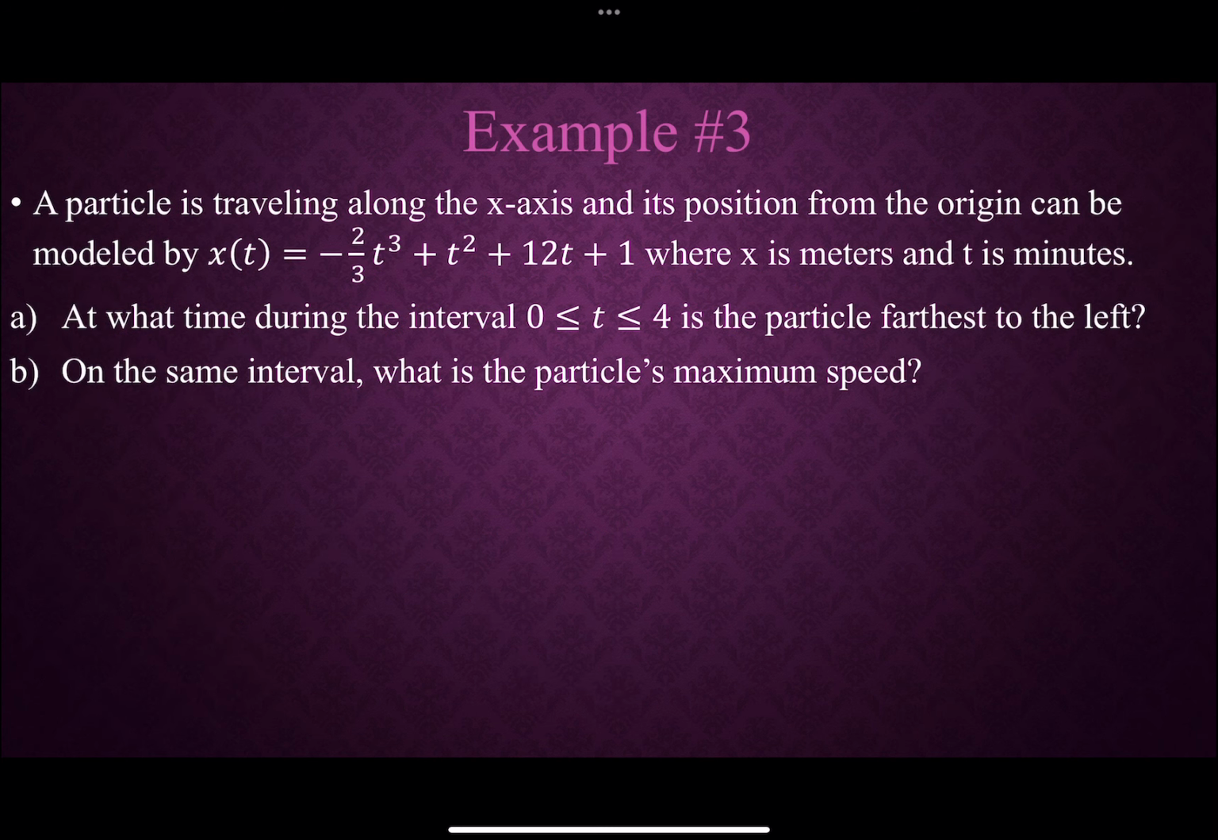All right, so this next one here, we've got something more related back to our speed and stuff from Unit 4. A particle moves along the x-axis. Its position from the origin can be modeled by x of t, where x is in meters, t is in minutes.